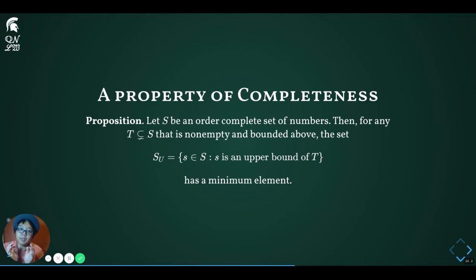So our proposition says that any order-complete set satisfies the least upper bound property. In fact, the least upper bound property is logically equivalent to our definition of order completeness. That is, if you assume a set S satisfies the least upper bound property, then you can prove that any cut of S into SL and SU will be such that either SL has an upper bound or SU has a lower bound, or both.